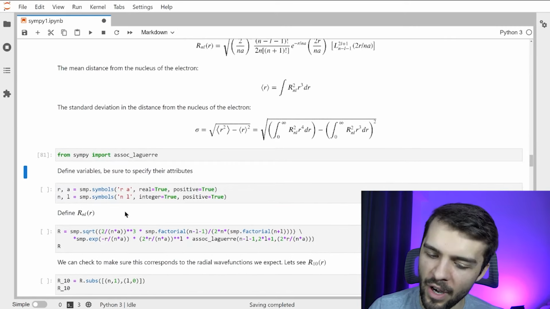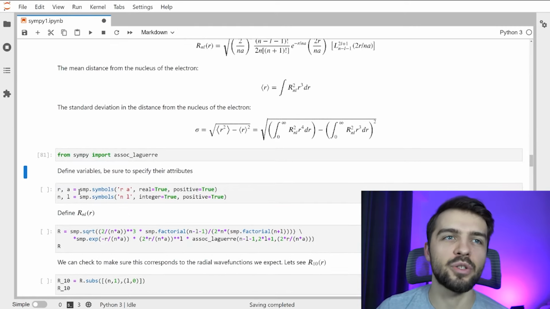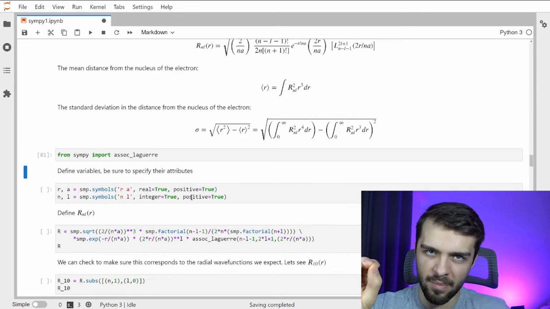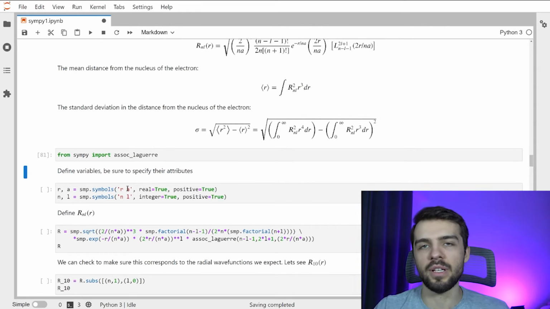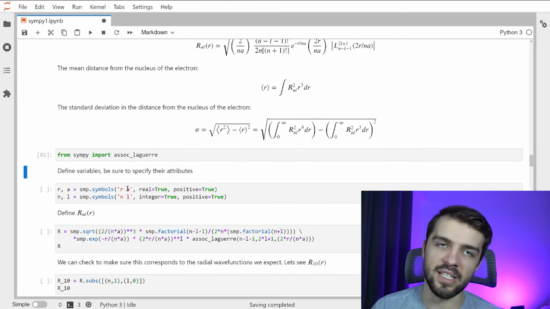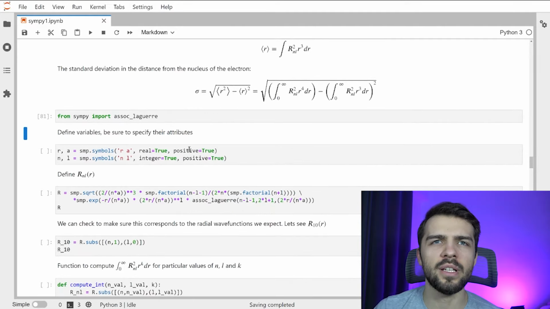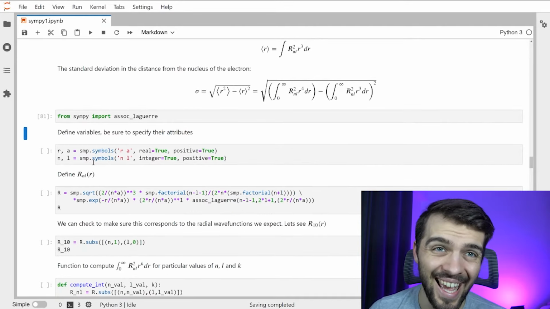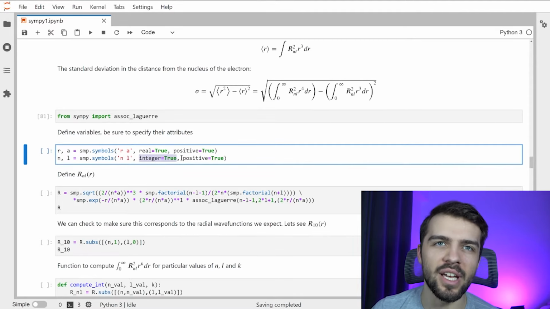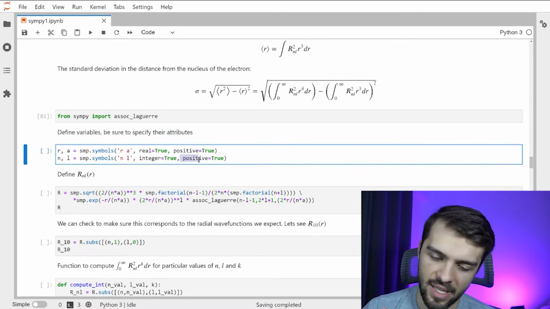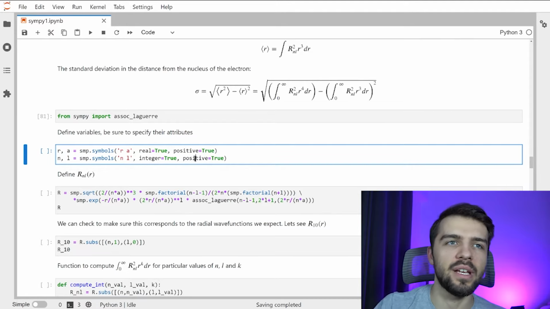So let's define our variables and be very specific. I told you that r and a are real and positive. r is the distance from the center, or from the proton, and a is just some real number. It's just a distance, but I'm going to specify it as a variable in this problem. So they're real and positive. n and l I define as well. I make sure to define that they're integers and that they're also positive. So the assumptions of my variables have been put in here.